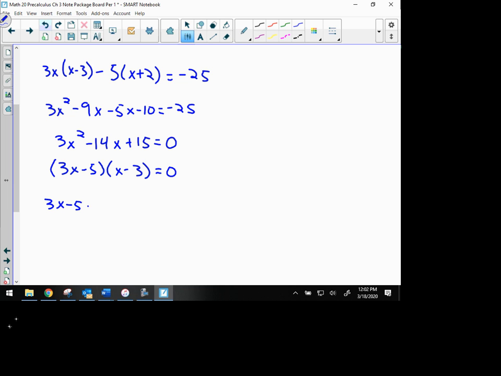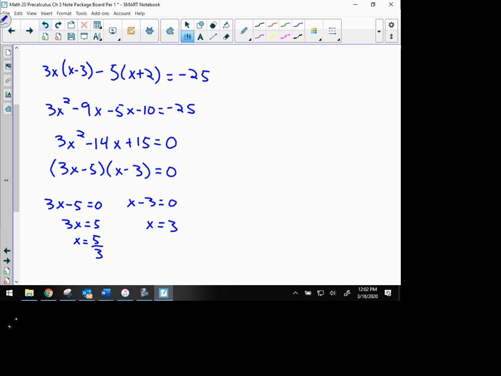So now that we have our two factors, we know how to solve this. 3x minus 5 could equal 0, or x minus 3 could equal 0. And so in the left one here, we solve for x. So x would be 5/3. And in the other factor here, we solve for x. X could equal 3. So we have 5/3 and 3 as solutions.